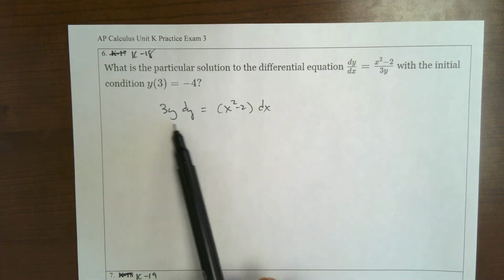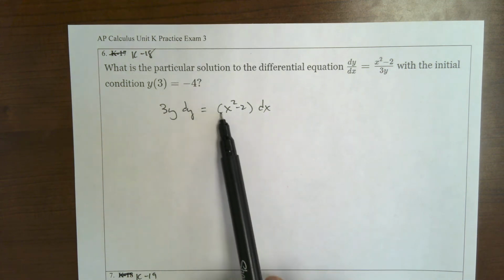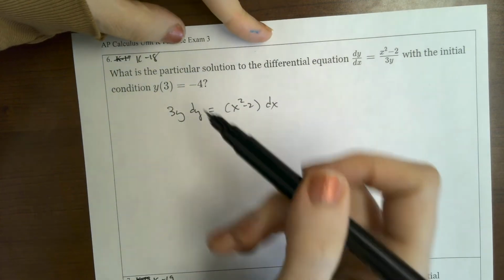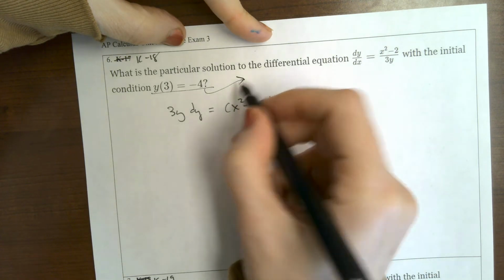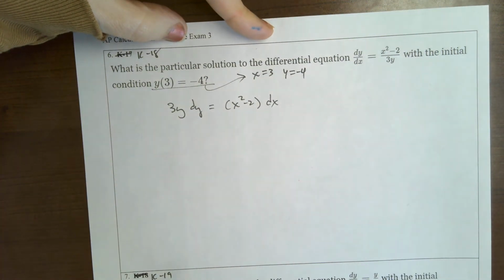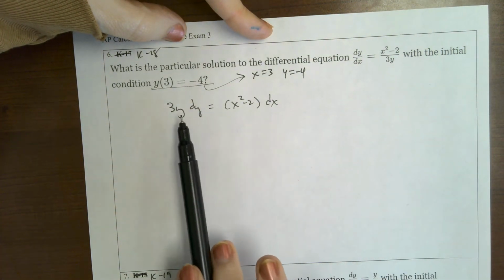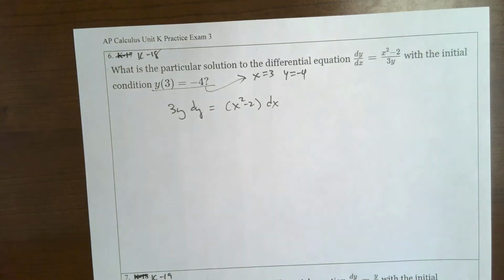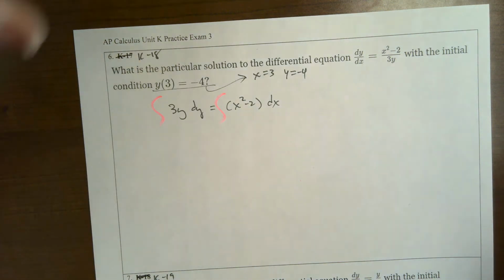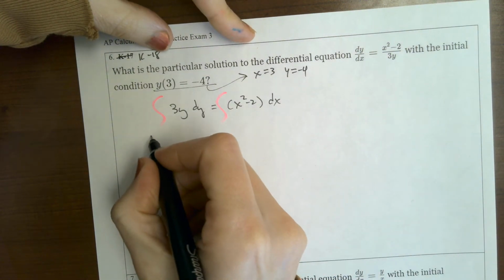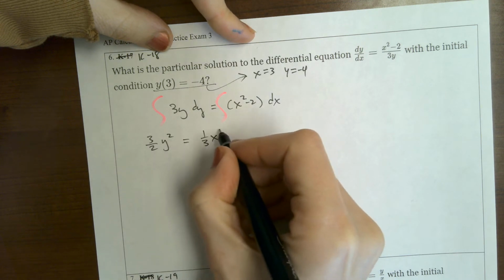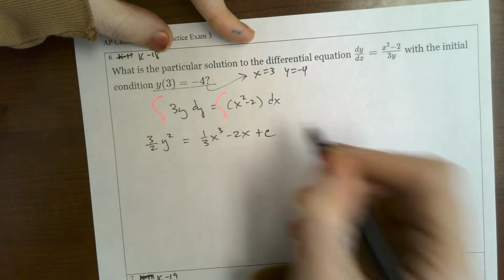So you have to make sure that there's only y's on the left as far as variables go and only x's on the right. Right now, before I go even further, let me just say what this means. This means x is 3, y is -4. That's the initial condition. All right, once you have the x's and y's separated, you take the integral of both sides, which is the antiderivative. 3 halves y squared equals a third x to the third minus 2x plus c.